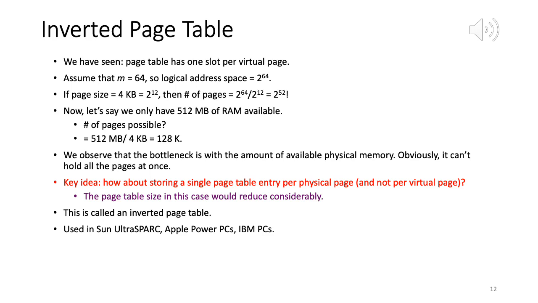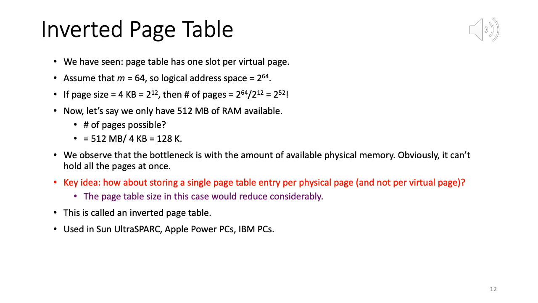Obviously, this cannot hold all the pages at once, because in the worst case you have 2 raised to 52 pages. Your physical memory is not enough to provide mappings for each and every one of those 2 raised to 52 pages. At a time, the physical memory can provide mapping for how many? 128K pages. Note that the mapping has to be provided for kernel processes also, so the size would be even smaller than this. So anyway, the idea of an inverted page table is, how about storing a single page table entry per physical page and not per virtual page? So the page table size in this case would reduce considerably.